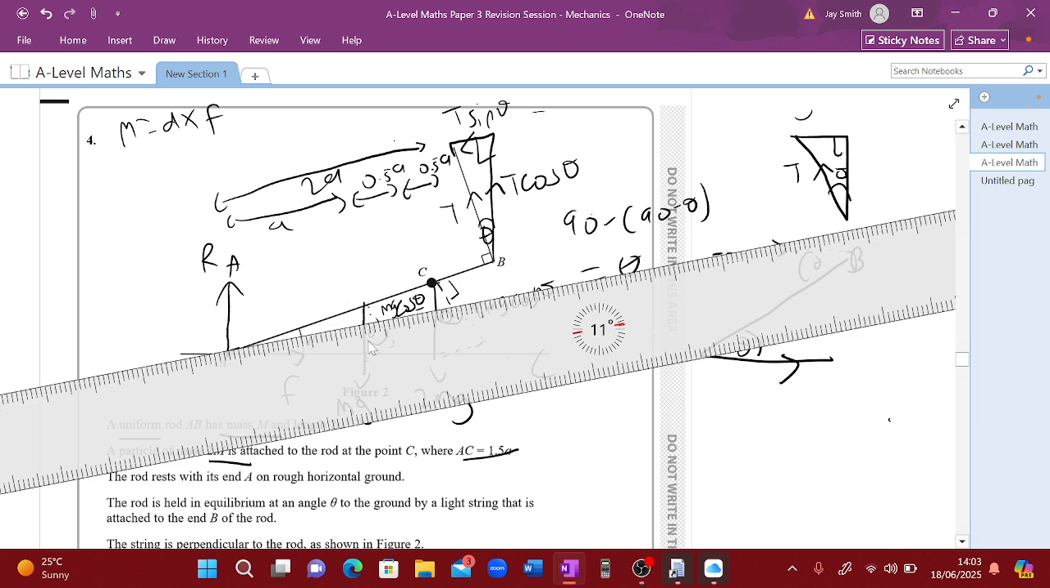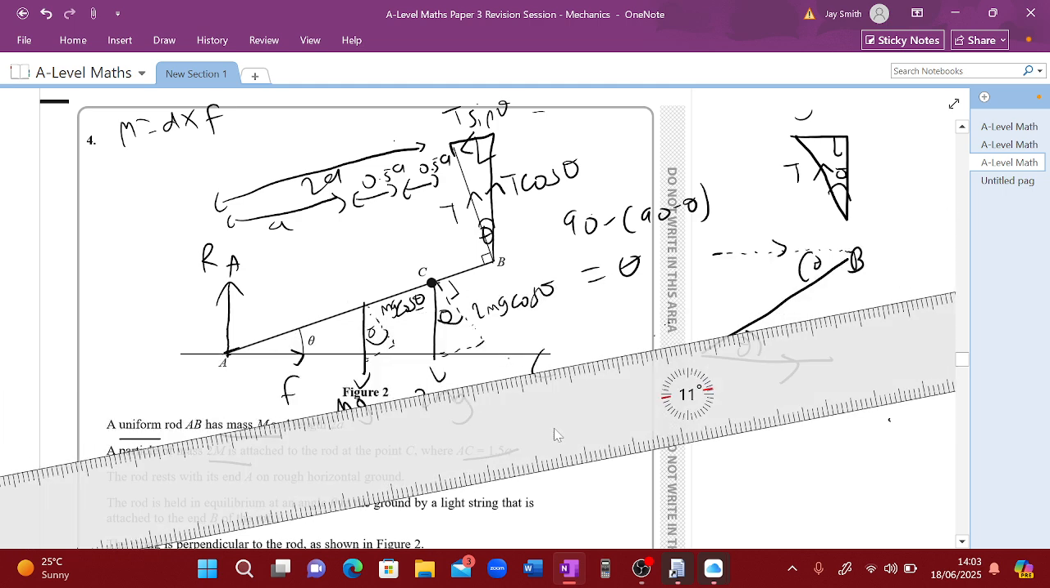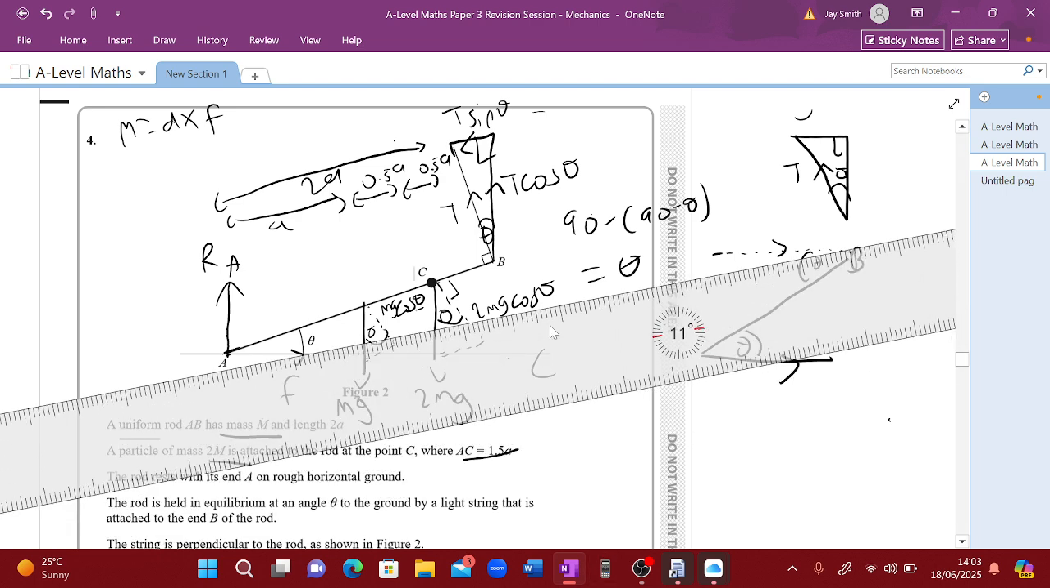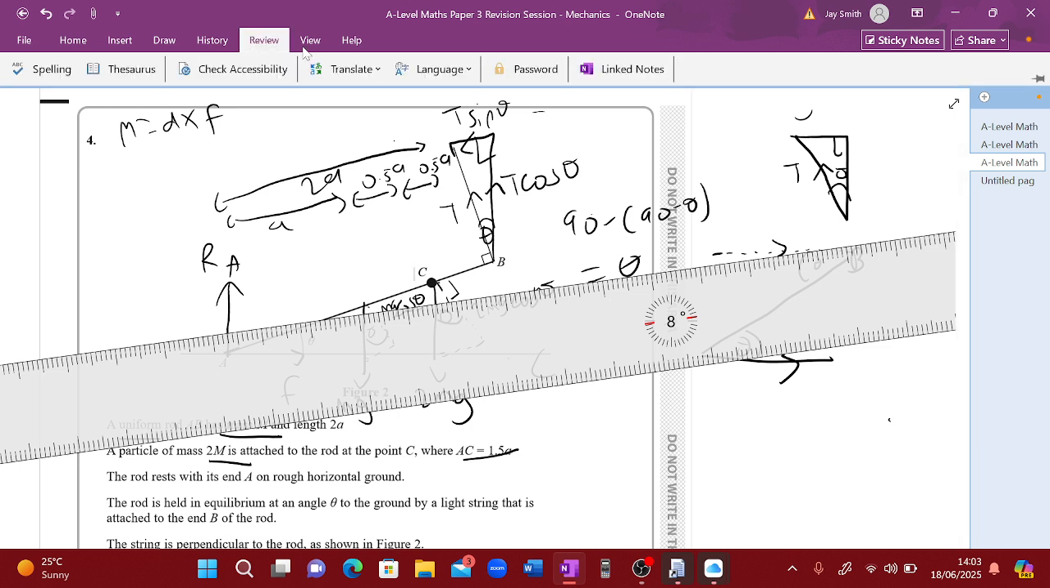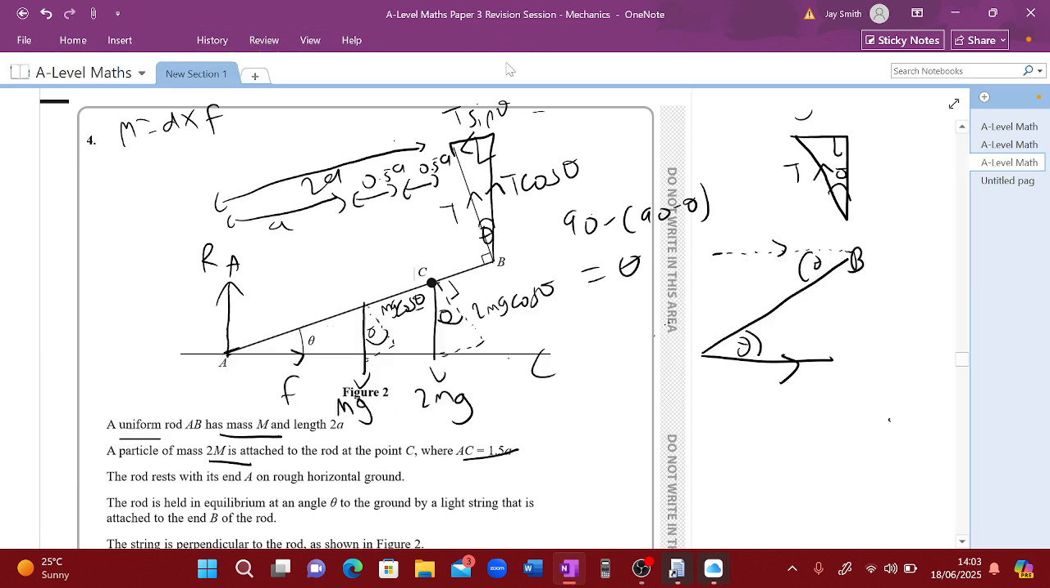It's turning clockwise, and that'll be the same for this here, 2mg, the weight as well. What about the T? Well, the T, again, if you hold it at A, it only goes one way, this ruler. I'm not doing it all again, but it'd be a different sort of argument.